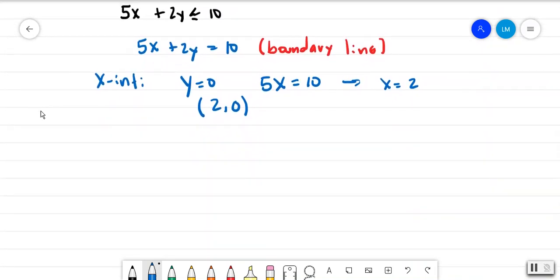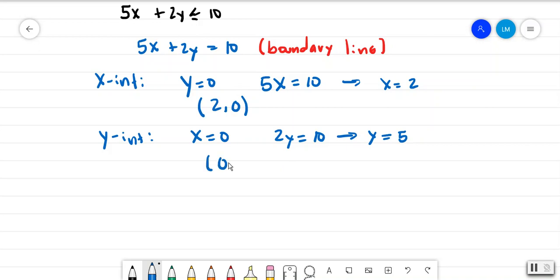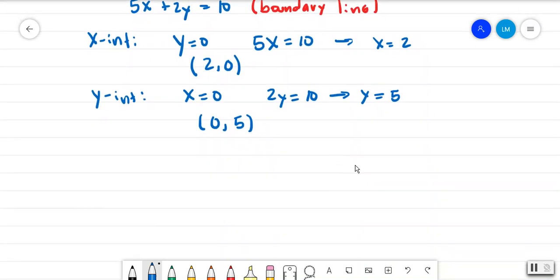Now, if we look at the y-intercept, it's more or less the exact same thing. Instead, x is equal to 0, and that gives you 2y equals 10, which tells you that y has to be equal to 5. So now you have the ordered pair 0, comma 5. This is basically enough to graph the equation, because we have the two ordered pairs that define the boundary line. Let's go ahead and draw.